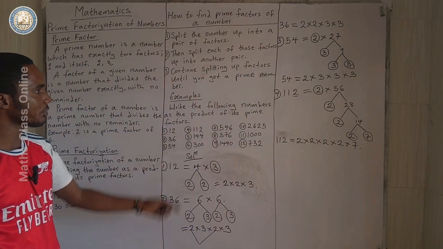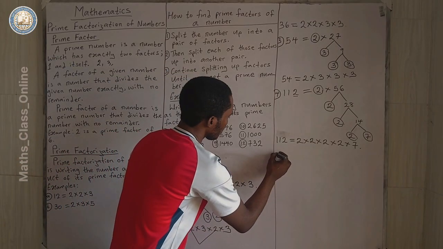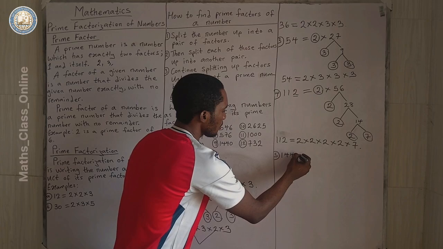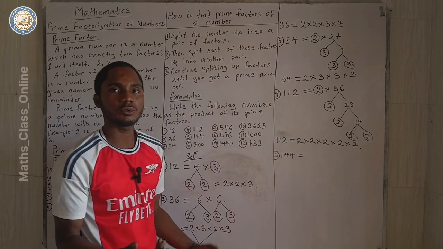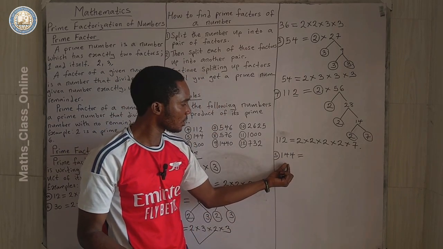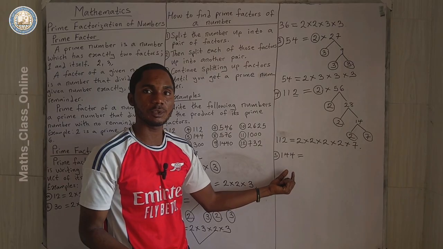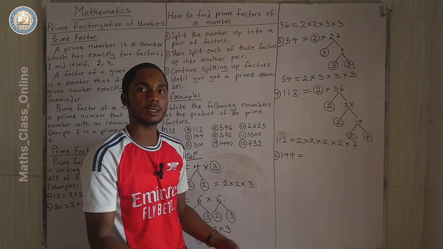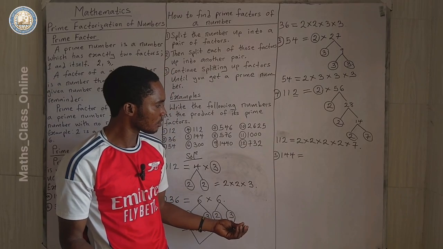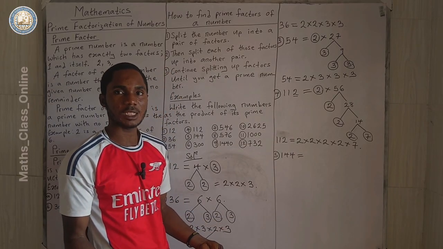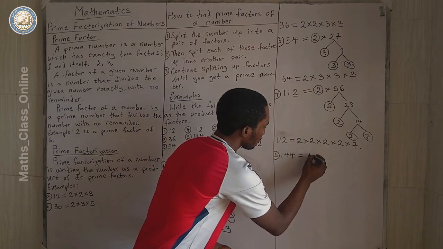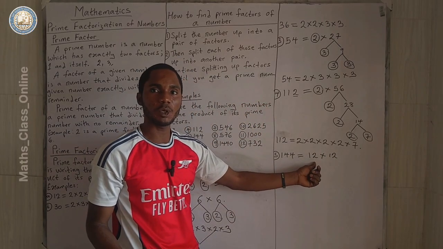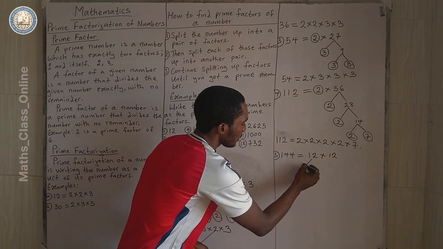Next example is 144. Think of two numbers. We can also start by using test of divisibility starting from 2. Because the unit digit here is 4, that means it is divisible by 2. And I can also use 12 times 12 as the pair. I will have this to be 12 times 12. Is 12 a prime number? No. That means I will expand this.